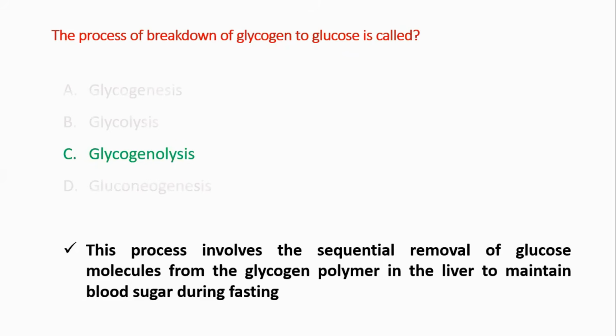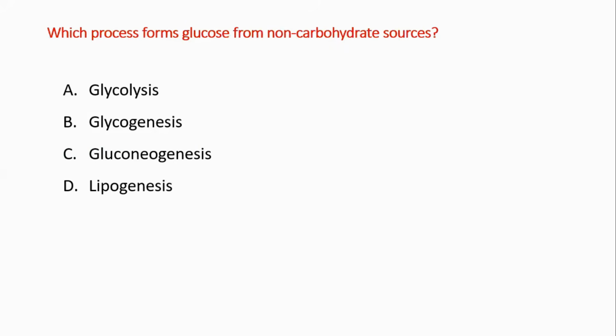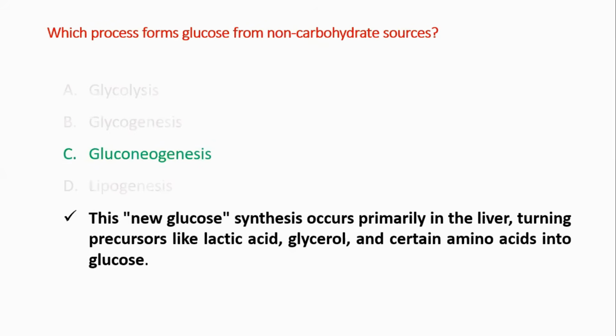Which process forms glucose from non-carbohydrate sources? Okay, so we are talking about formation of glucose from non-carbohydrate sources. And the options are glycolysis, glycogenesis, gluconeogenesis, and lipogenesis. So you need to understand that we are talking about glucose from non-carbohydrate sources. And the right answer is gluconeogenesis. This new glucose synthesis occurs primarily in the liver, turning precursors like lactic acid, glycerol, and certain amino acids into glucose.